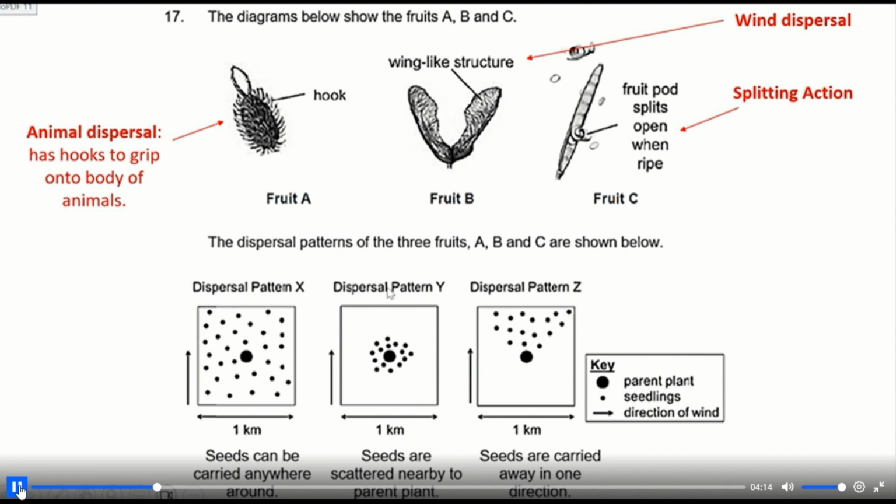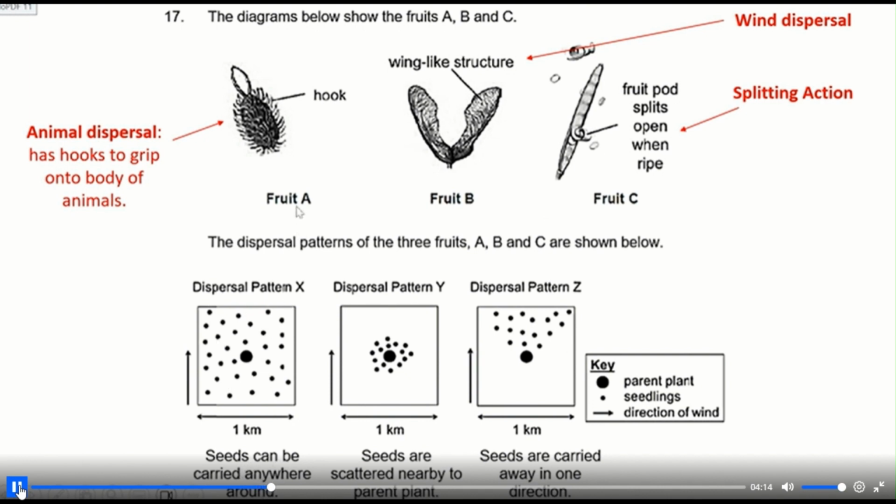So these patterns over here, X, Y, and Z, show how the fruits A, B, and C may be dispersed, either by pattern X, pattern Y, or pattern Z. So for dispersal pattern X, we see that the seeds can be carried anywhere around the parent plant. The bigger dot here, right in the middle, is the parent plant. And we have the smaller dots all around the parent plant. These are the seedlings, the seeds. Okay? So for dispersal pattern X, we see that the seeds can be carried around anywhere.